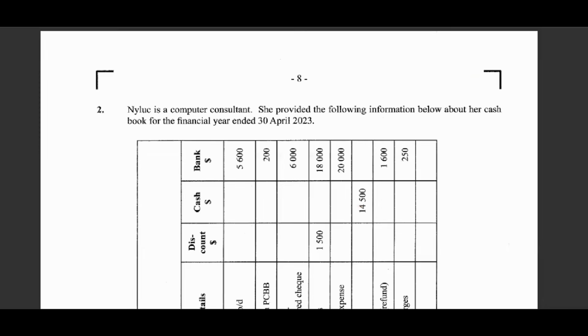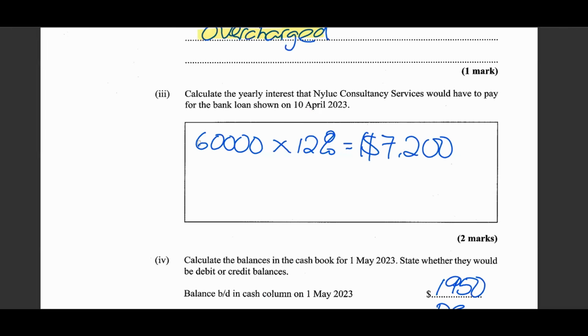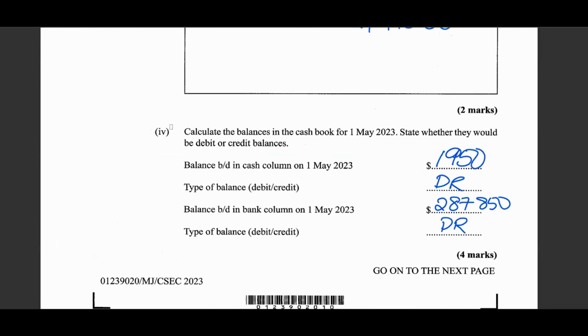Let's go back, check out our answer. There we go, 60,000 by 12% to give us 7,200. Nice. Now finally, calculate the balances in the cash book for May 1st, 2023. So we had to work with the balances at May 1st, 2023.